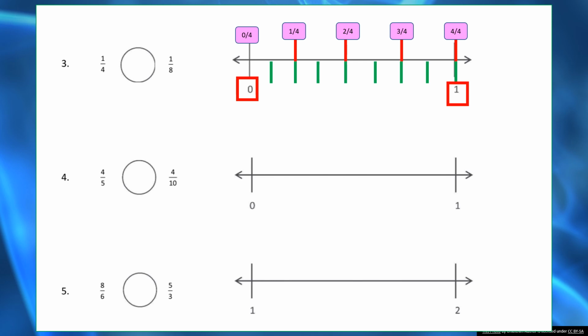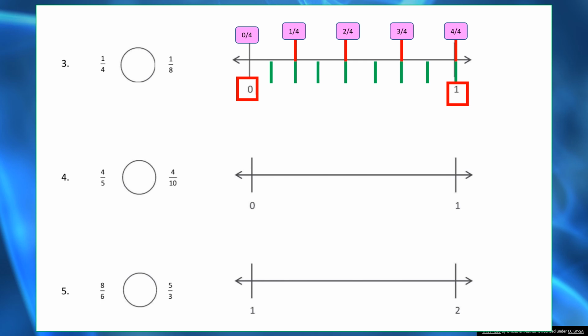And you see how I have the fourths in red and the eighths in green? That way you can tell the difference between the fractions. So if you have two different colors, go ahead and make sure that the fourths are in one color and the eighths are in a different color. If you don't, that's okay. But it's a lot easier to see when you have one fraction in one color and the other fraction in a different color.